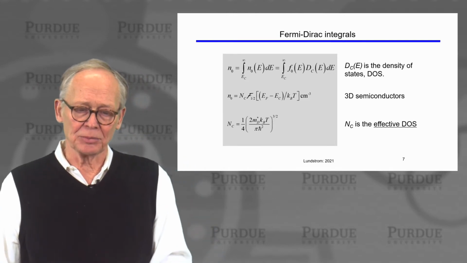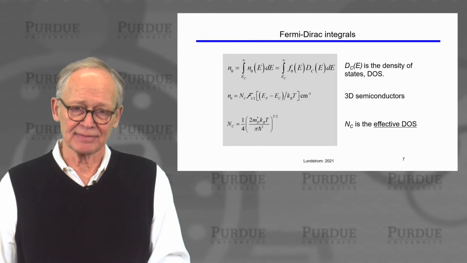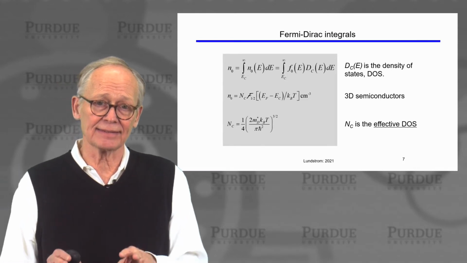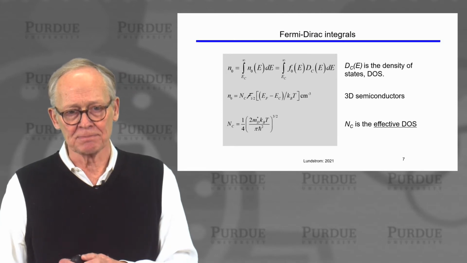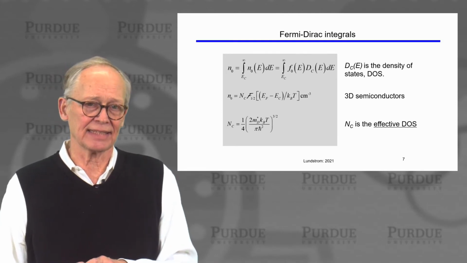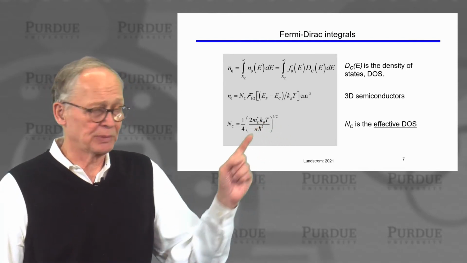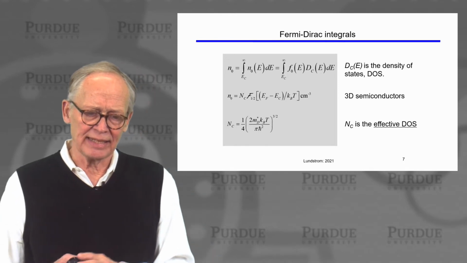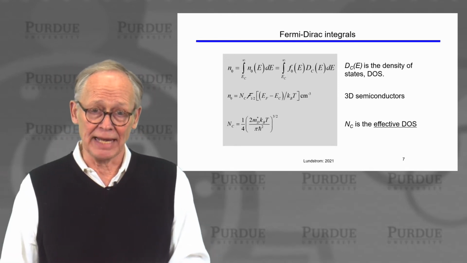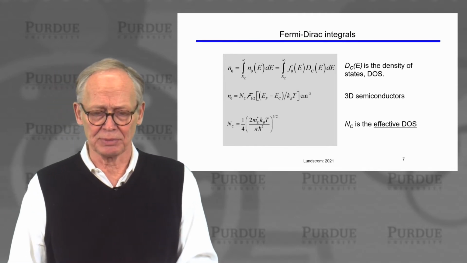Now, this quantity n sub c, we call this the effective density of states. Not the density of states. The density of states tells us how the states are distributed in energy. The effective density of states is the result of integrating all of those states and is given by this expression. So it's sort of important to file away that in 3D it varies as the mass to the 3/2 power and as the temperature to the 3/2 power.